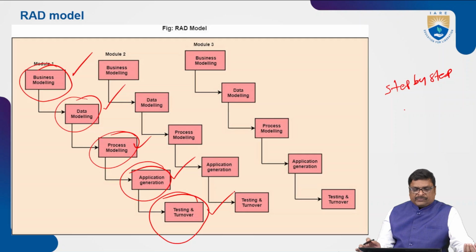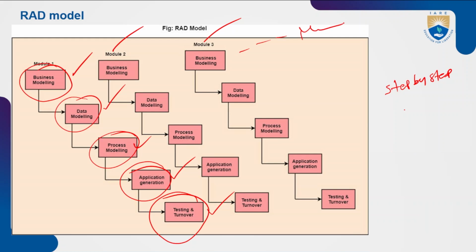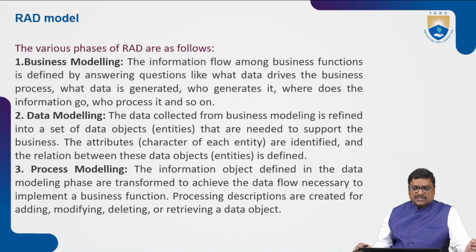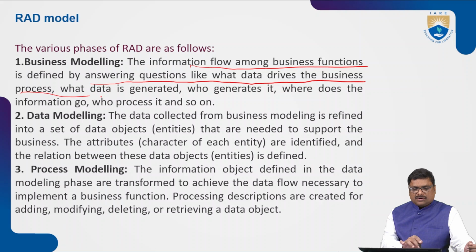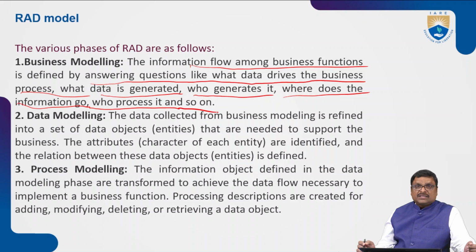Like that, we apply the same for module 2, module 3, and so on up to module n. Let's go to business modeling and discuss in detail what it is. This is the information flow among the business functions, defined by answering questions like what data drives the business process, what data is generated, who generates it, where the information goes, and who processes it. That is exactly what is done in business modeling.